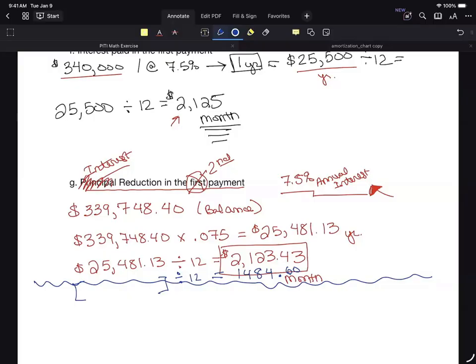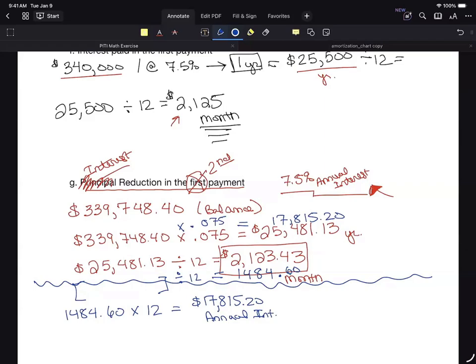If you took 1484.60 and multiplied by 12, wouldn't that give us an amount of annual interest? Yes, it would. So 1484.60 times 12 gives me 17,815.20. And I know this 17,815.20 came because we multiplied that by 0.075. So we're going to do the opposite of that.